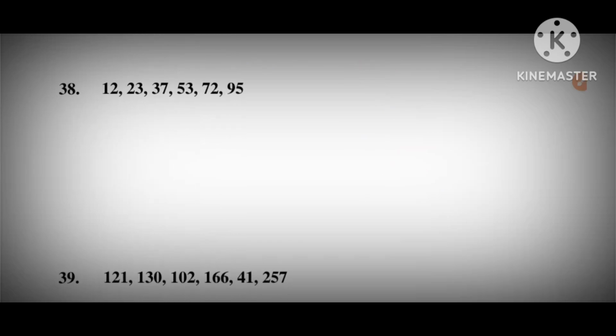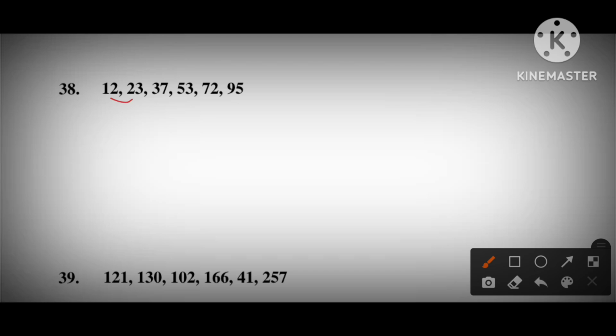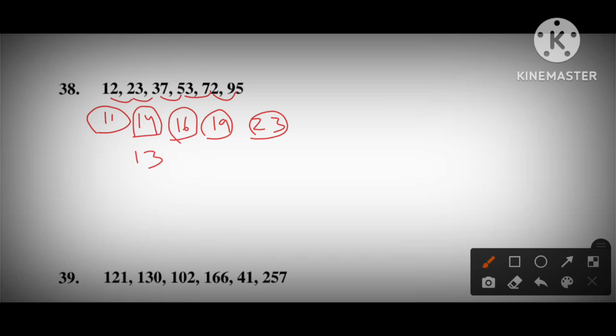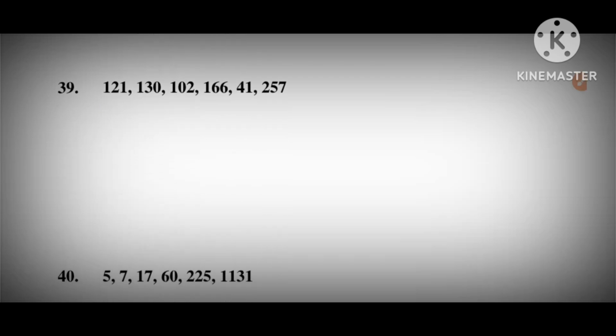Third question. Here we see a difference of 11. Here we see 14. Here 16. Here we see a difference of 19. Here the difference is 23. I can clearly say that these three numbers are prime numbers. So it must be the prime number of 13 and it must be prime number of 17. So in between them, this is our wrong number. So 37 is our wrong number. Now we are going to deal with the next question.